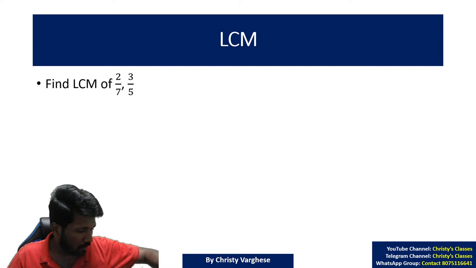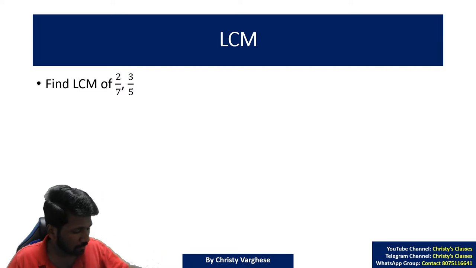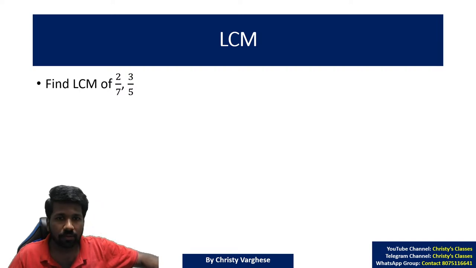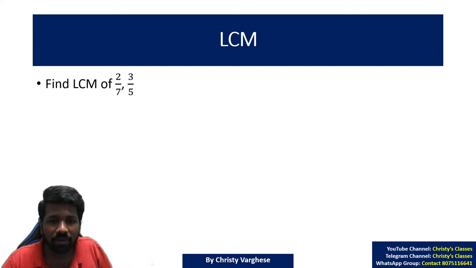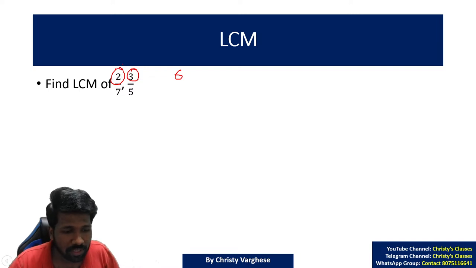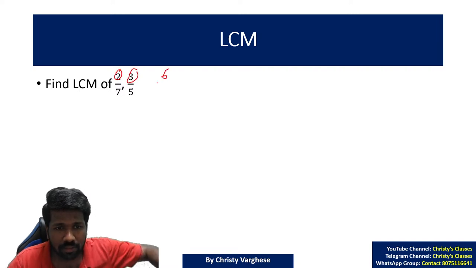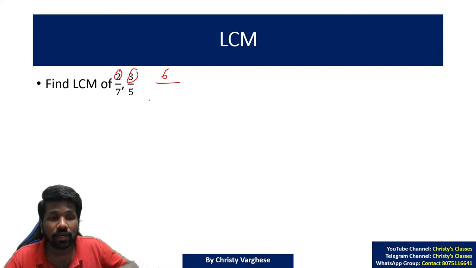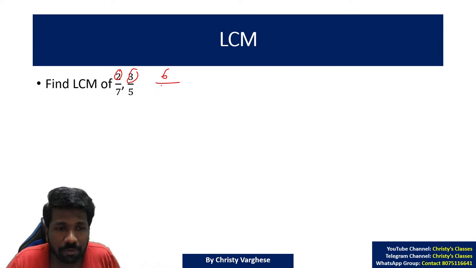Okay, some of you already got an answer. Let's see. LCM of 2 by 7 and 3 by 5. To find LCM of a fraction, find LCM of the numerator. 2 and 3's LCM is 6, na? Least common multiple. One second. LCM of 2 and 3 will be 6. Okay, 6 will be the numerator, LCM of the numerator, and highest common factor of 7 and 5.